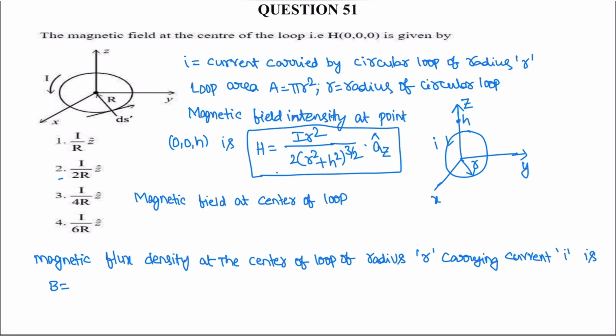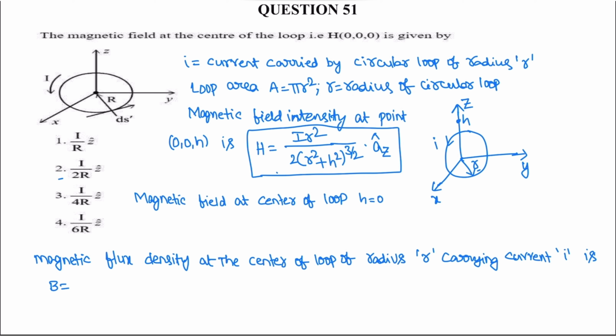R is the radius of the circular loop, and the loop is lying at the center, so that is (0, 0, 0). Let us assume the loop is lying on the xyz coordinates. Next, at the center of the loop, h is 0. The value of height h is 0 at the center of the loop.